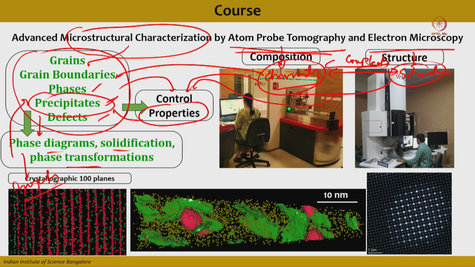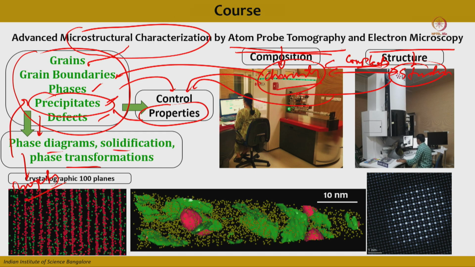Okay, so here I am showing you some photographs. It is a photograph of an atom probe which is located in ISC in AFMM, and also the microscopy, where both of them are located in the AFM center in ISC.